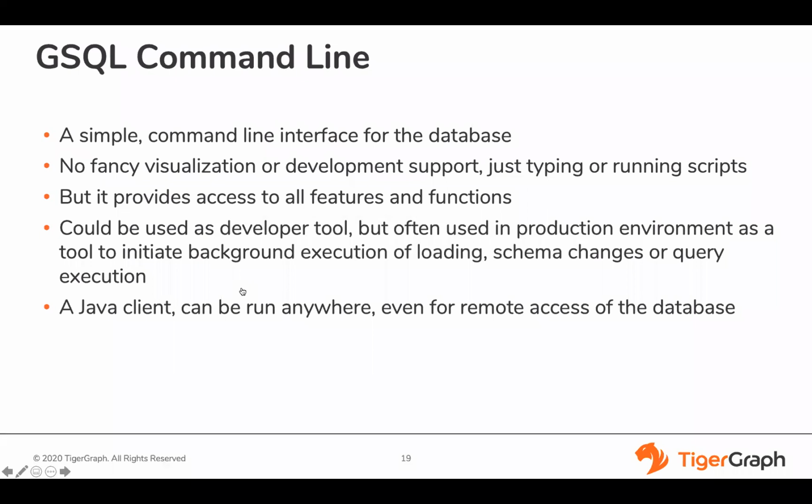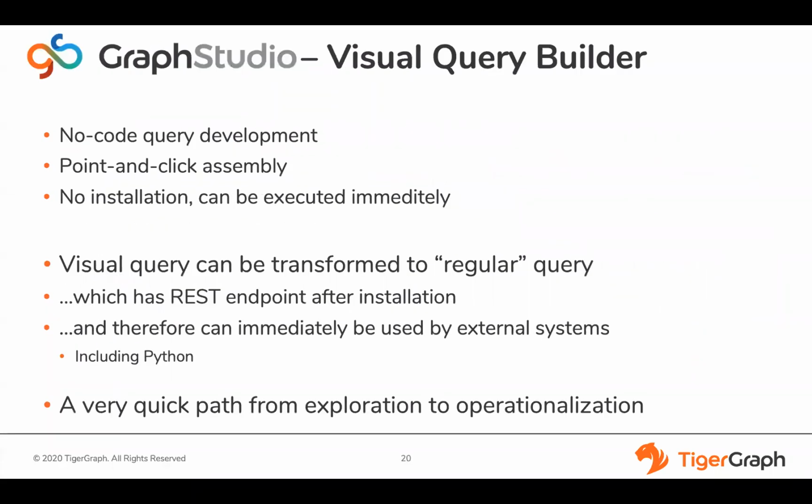GSQL command line is a simple command line interface for a database. There is no fancy visualization, development support, just typing and running scripts. But it provides access to all features and functions, even those which are for some reason not accessible through Graph Studio. It could be used as a developer tool, but it's often used in production environment as a tool to initiate background execution of loading, schema changes, and query execution. It's a Java client, can be run anywhere, even for remote access of the databases. For example, I can use my laptop to run a remote client to connect into a database running in our Tiger Cloud.